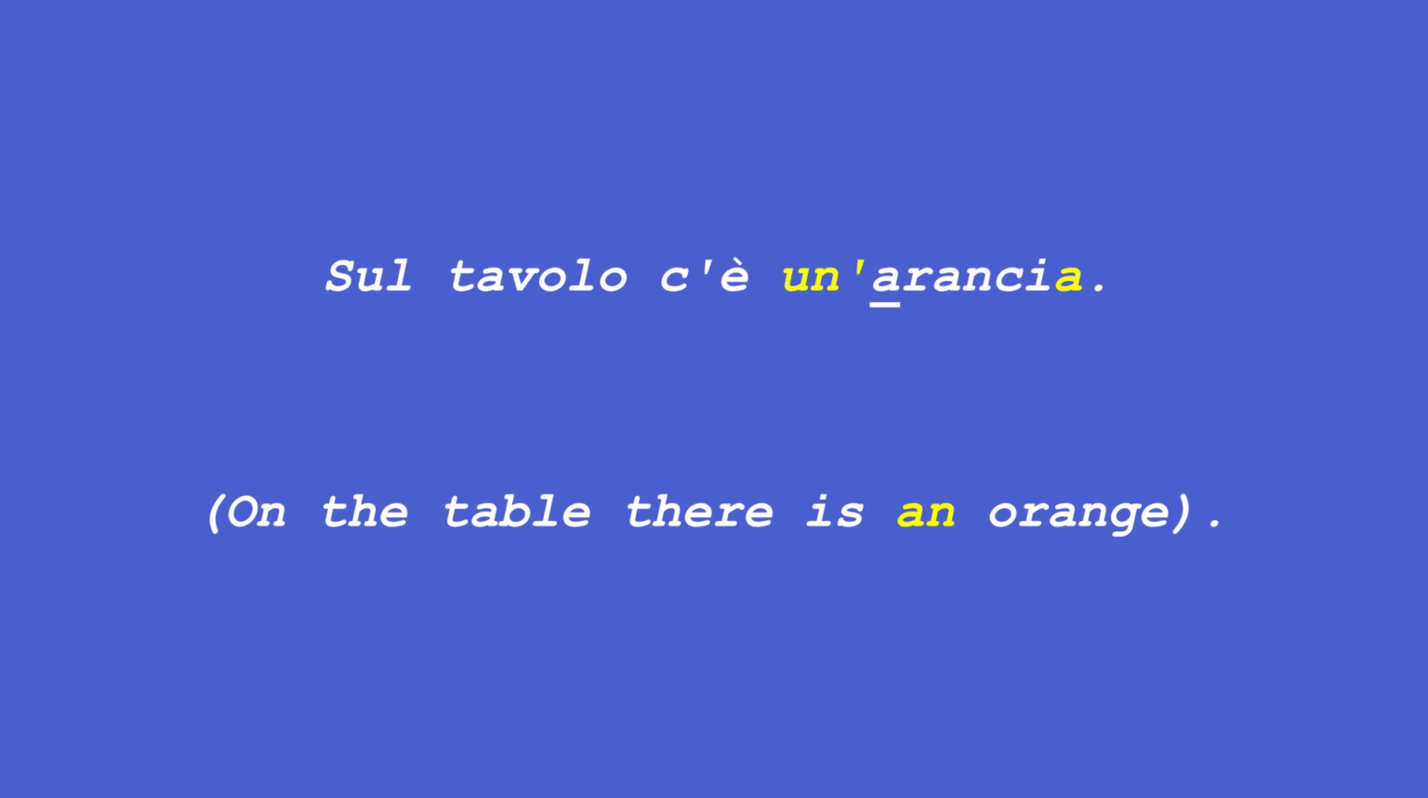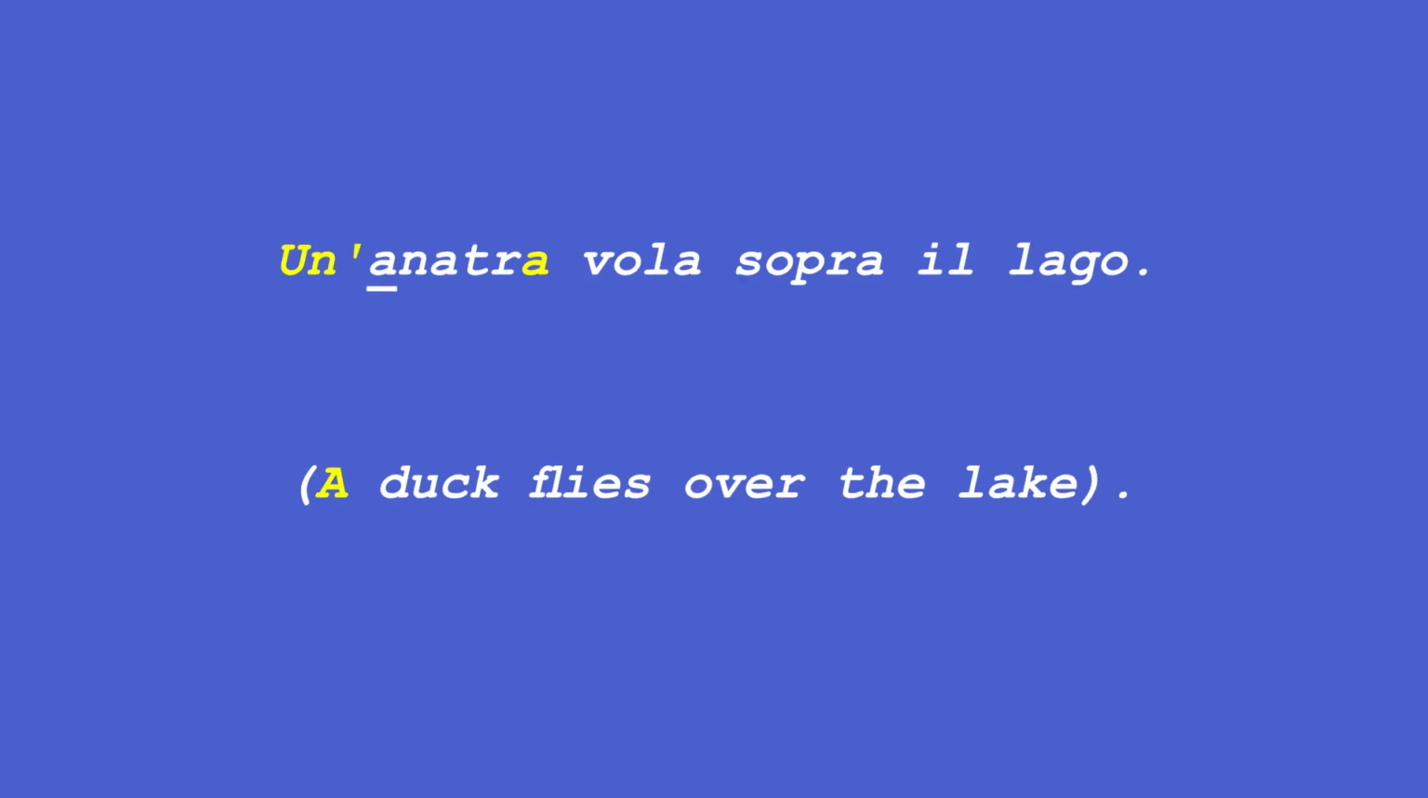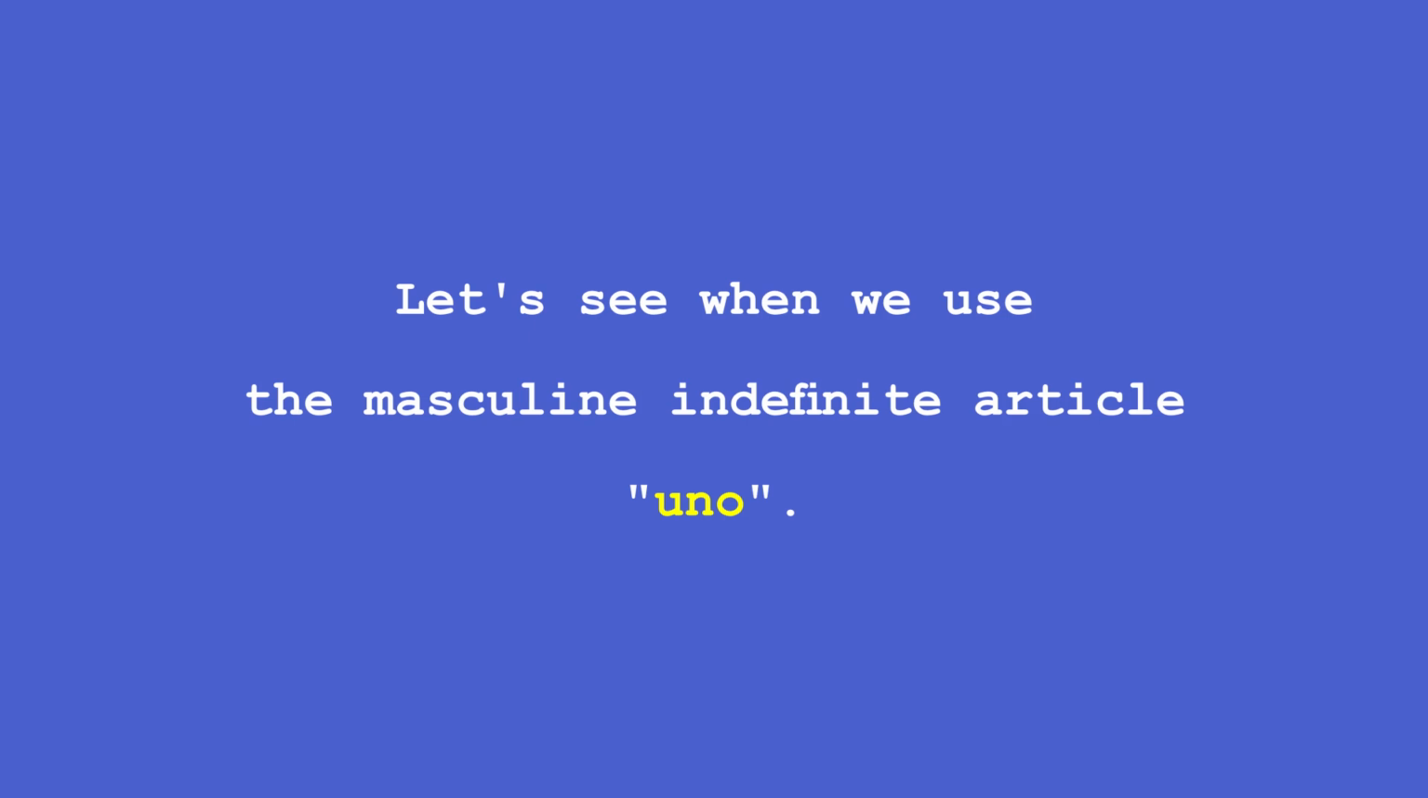Sul tavolo c'è un'arancia. On the table there is an orange. Ho telefonato a un'amica che non vedevo da tanti anni. I called a female friend that I haven't seen for many years. Un'anatra vola sopra il lago. A duck flies over the lake. Let's see when we use the masculine indefinite article uno.